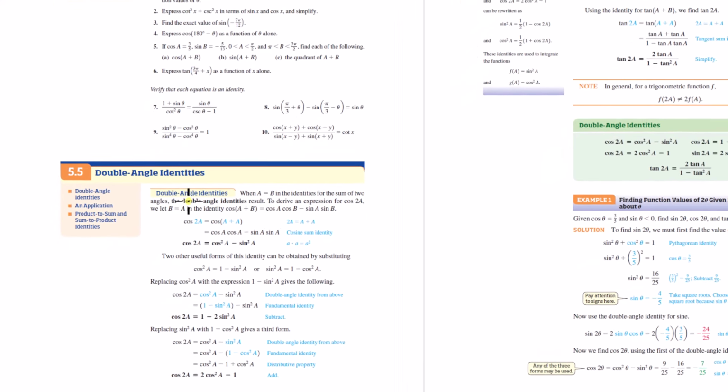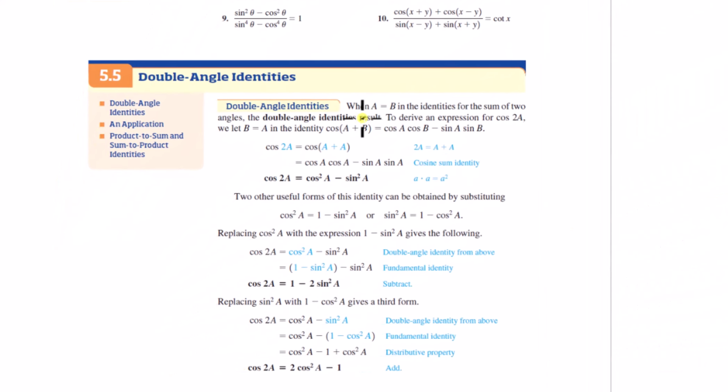Okay, the double angle identities. When A is equal to B in the identities for the sum of two angles, the double angle identities result. What they're talking about is that a double angle identity is going to be cosine or sine or tangent of 2 times an angle. And the way they want you to think about this is from the perspective of the sum formulas. So for the sum identity for cosine, if A is equal to B, then you're left with cosine of 2A.